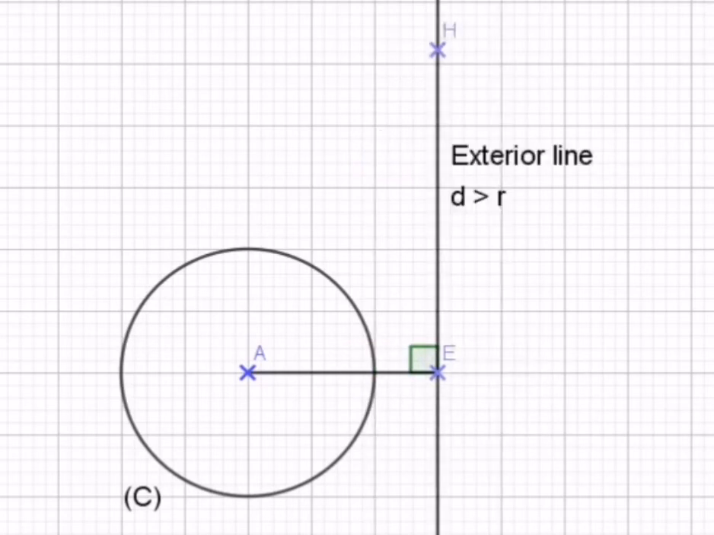And we have the third case where the line is exterior to the circle with no intersection point and the distance is greater than the radius. And keep in mind, the distance should always be perpendicular.